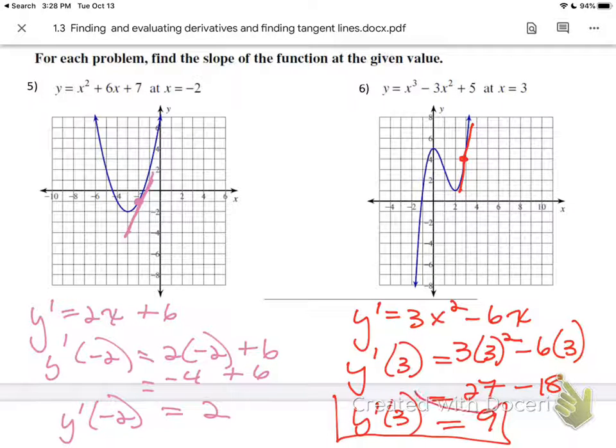So that slope is 9, and this other slope was 2. That seems relatively correct. Okay, let's go on to the next problems.